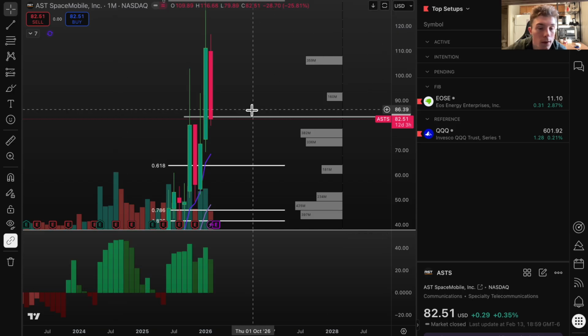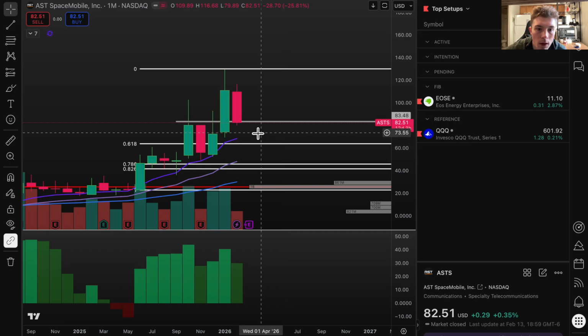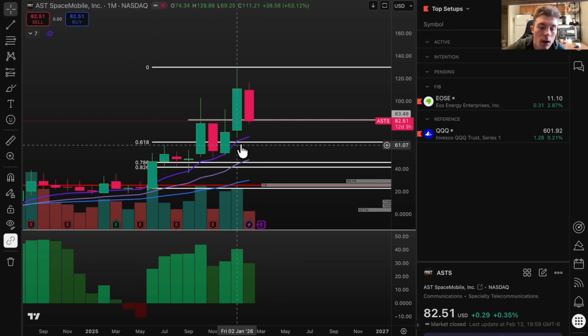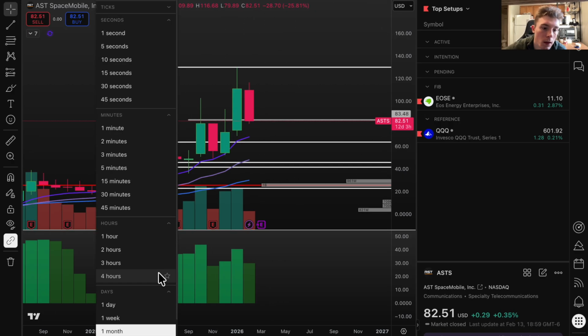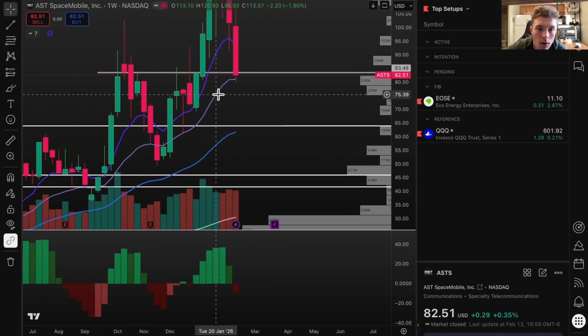I'm still bullish on the stock though. That's the thing. If we go on the monthly, this stock has been absolutely ripping. We're above all the key moving averages on the monthly. So this is like a dip buy opportunity on ASTS at some point. You just gotta mark your entry here.